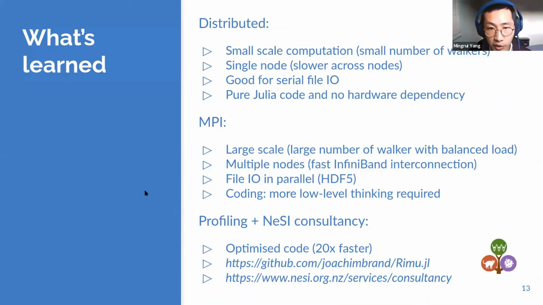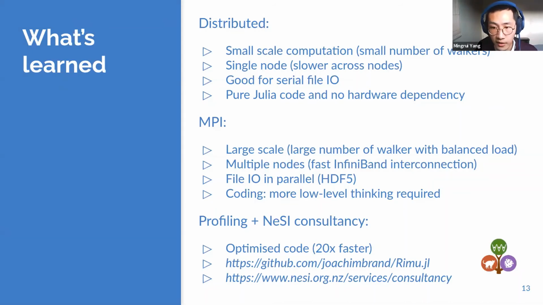So let me quickly summarize what we learned. Distributed is good for relatively small-scale computation, especially on a single node that doesn't involve communication across multiple nodes. It's good for serial I/O. Another advantage is it is pure Julia code with no hardware dependency. You don't have to load any external packages, so it is great for cloud computing. And as we saw today, it is good for reproducibility as well.